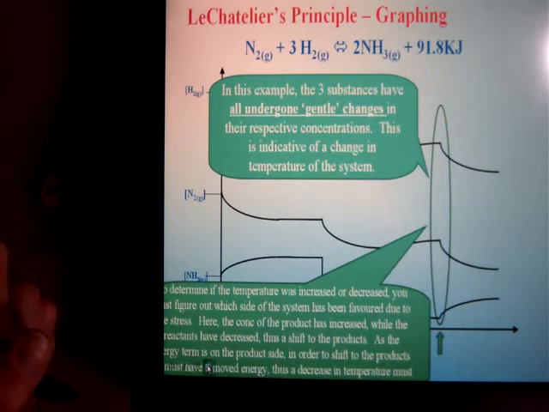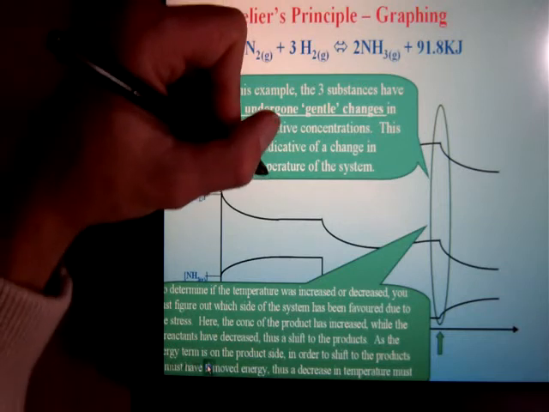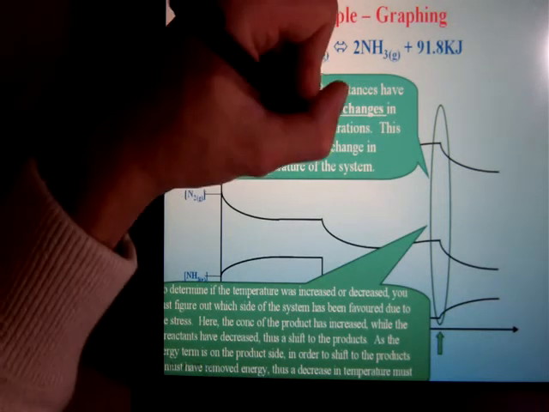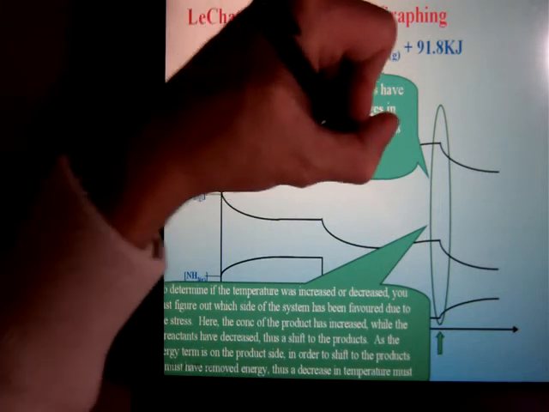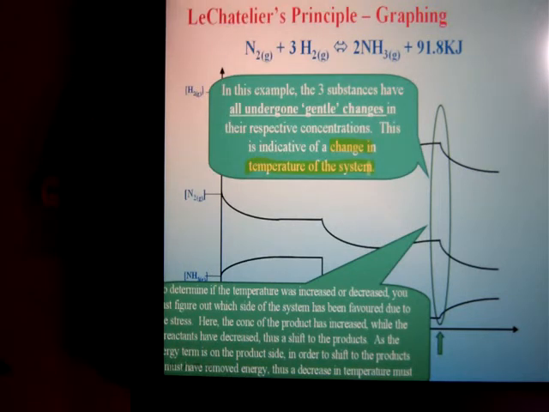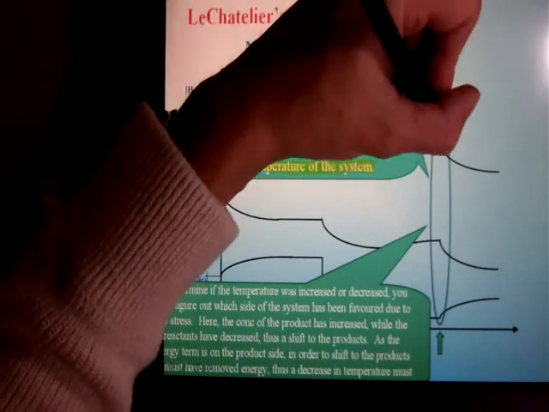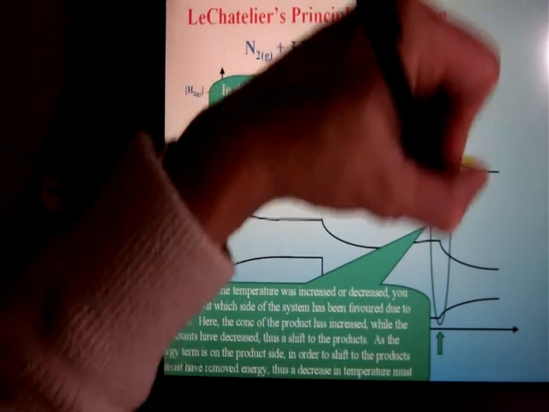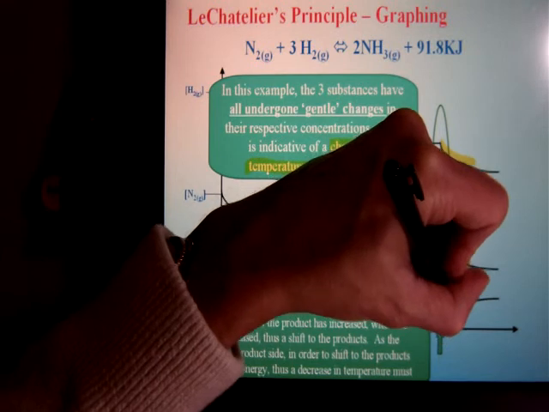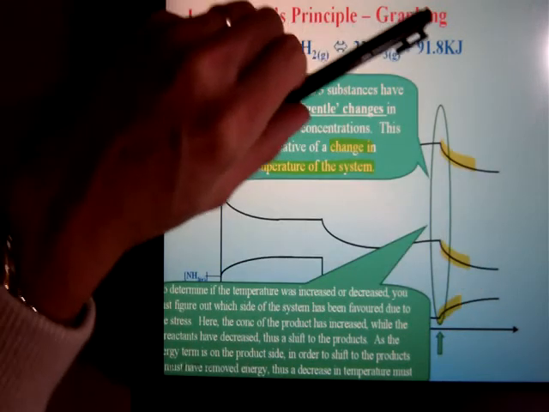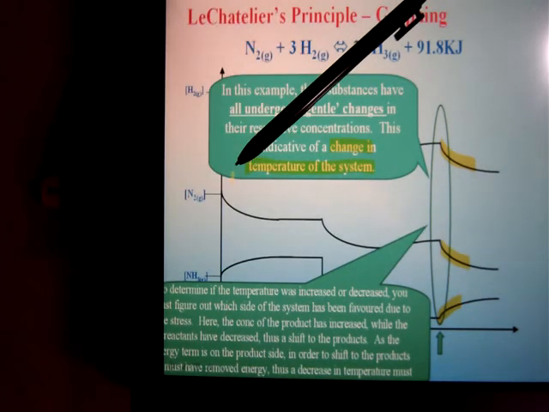Now for this example, you'll notice there aren't any sharp spikes. All 3 are kind of gentle curves, either increases or decreases. When that happens, that means I've had a change in temperature. To figure out whether it's gone up or down, let's look at the shift again. My reactants have both decreased, my product has gone up, which means I must have shifted like that.